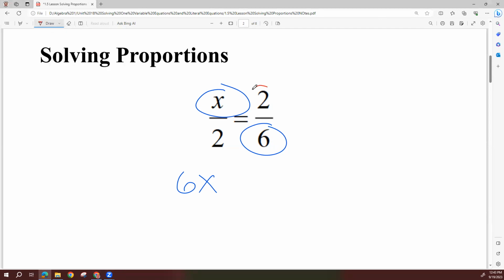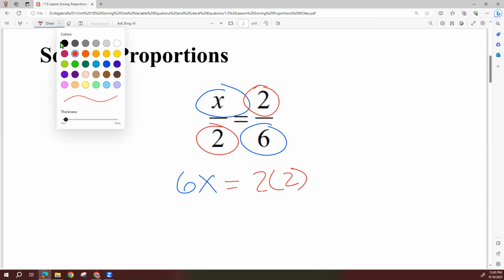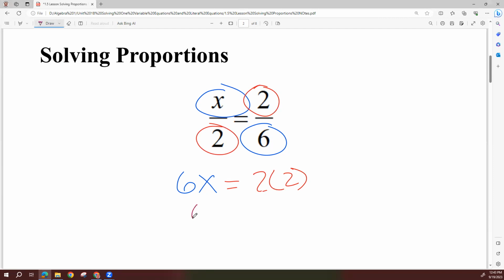So I'm going to multiply the top of the other fraction by the bottom of the other one, 2 times 2. And I'll show that using parentheses, just to make good habits. And I'll put an equal sign between those, because the equal sign cannot go away. And now we can solve this like a regular equation. So I can do 2 times 2 and get 4.